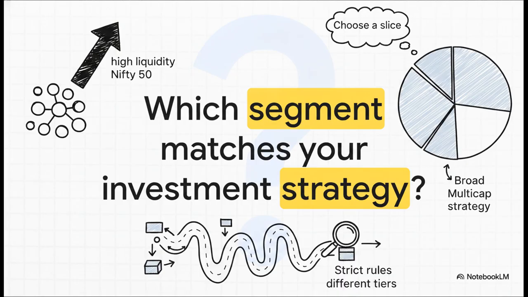Whether it's the high liquidity of the Nifty 50 or the broad diversification of a multi-cap strategy, the data reveals how every single tier operates under its own strict set of rules. Which leaves us to wonder, based on this breakdown, which slice of the market are you going to focus on next?